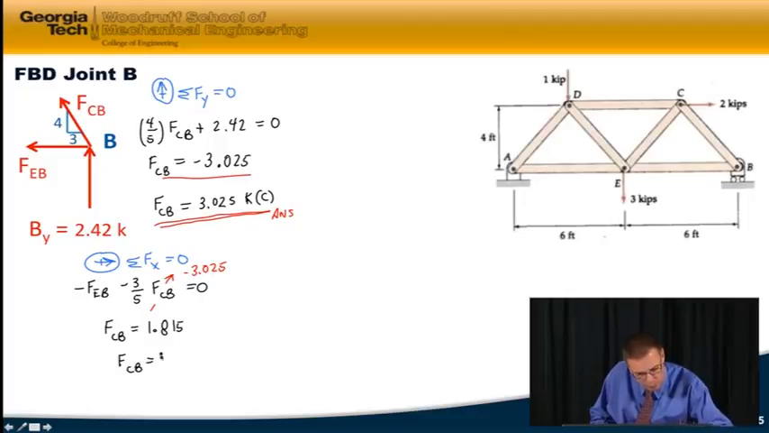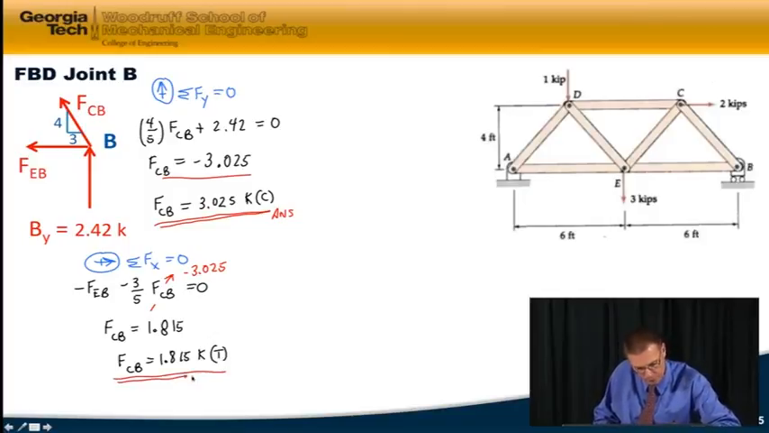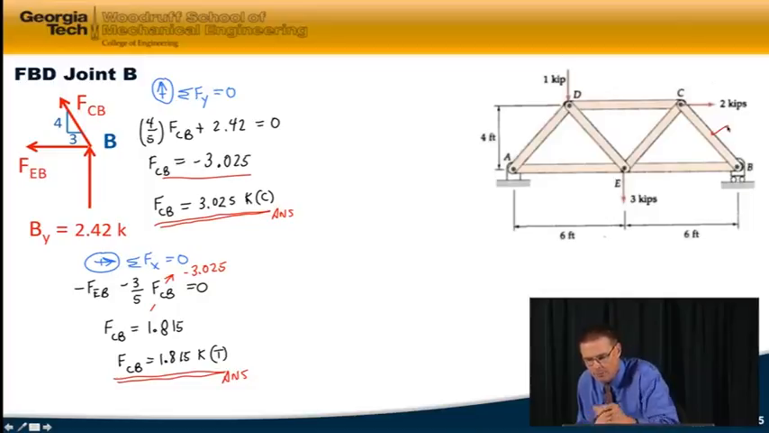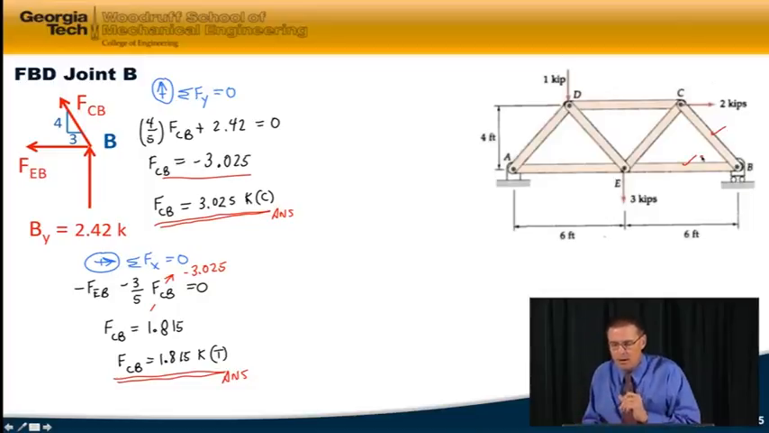FCB is equal to 1.815 kips in tension. So now we've gotten two of the members. So we're just going to keep on going now. We've taken care of this member and this member. Let's go ahead now and isolate another joint.